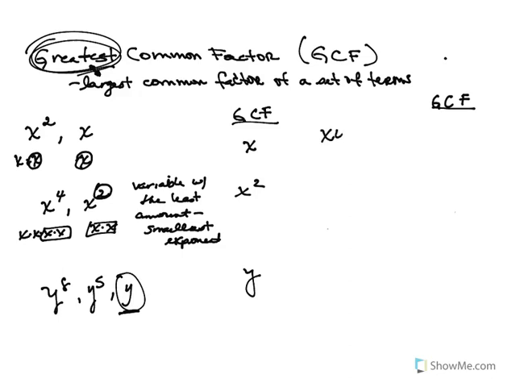So let's look at when we have multiple variables in the term. So x y squared, x squared y. What we're doing on this particular problem is we're going to look at the x's, then you look at your y's. When you look at the x's, the one with the smaller exponent is just x. When you look at the y's, the smallest one is y. So the greatest common factor is xy. Okay?